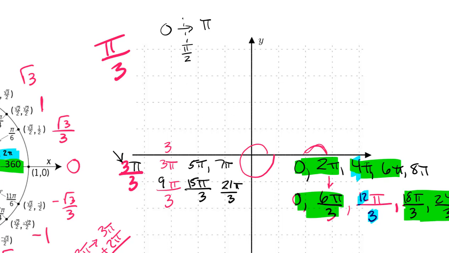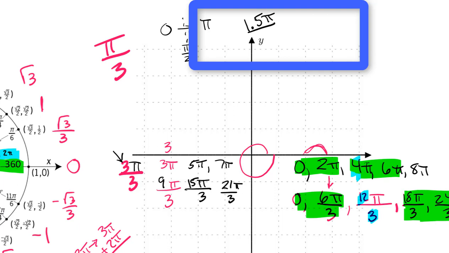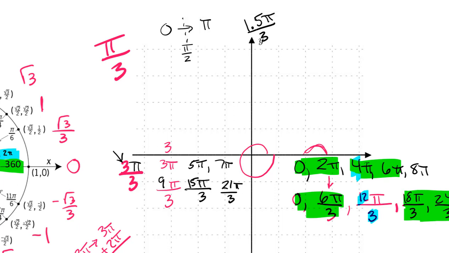But we're doing things a little bit differently, right? So we've got that 3 pi over 3 is going to be the same thing. So 0 to pi is going to give us half of that distance. Now, if I take a look at the numerator, it is 3. What's half of 3? Well, that'd be 1.5. So this would be the same thing as 1.5 pi over 3.